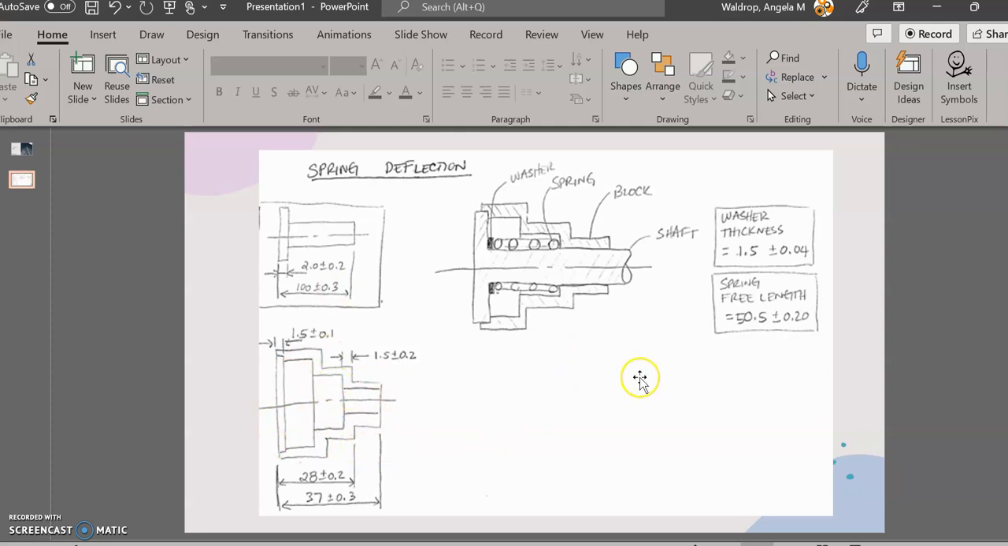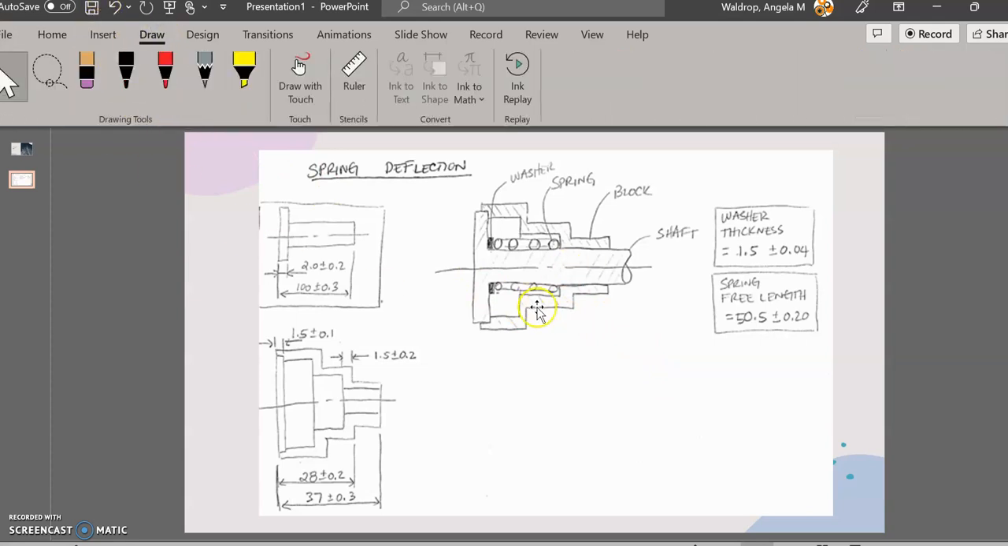Now, when we set this up, a spring stack up is a little bit different from other stack ups because it's going to start and end in the same location. Because with a spring stack up, what we're trying to find out here is how much the spring is going to change in length. And the reason we might need that is because we might need to do spring calculations.